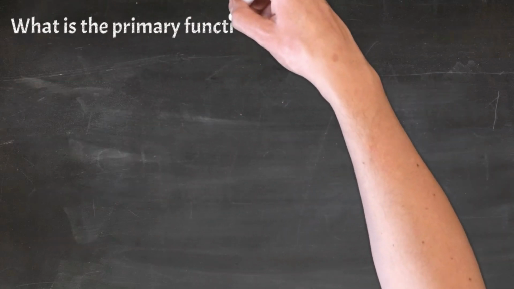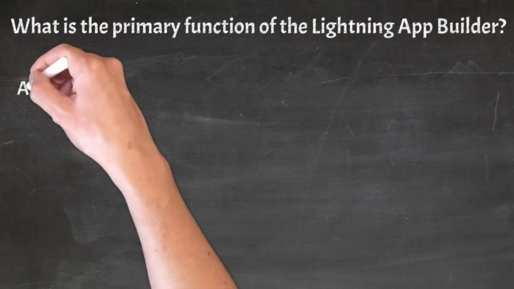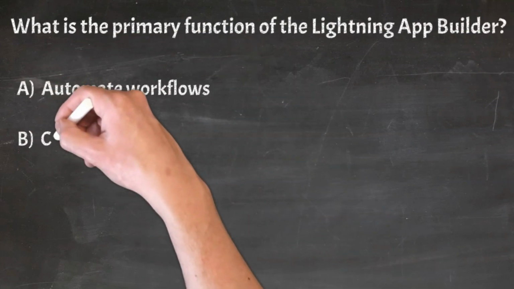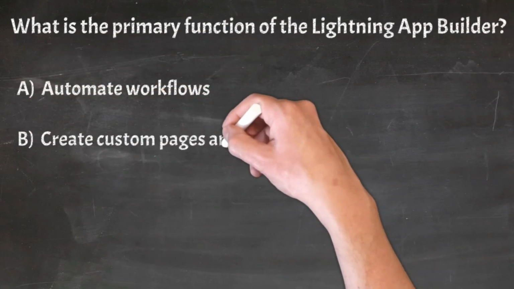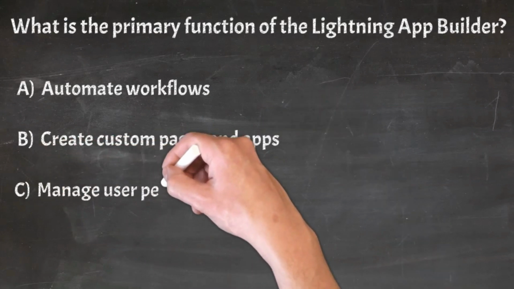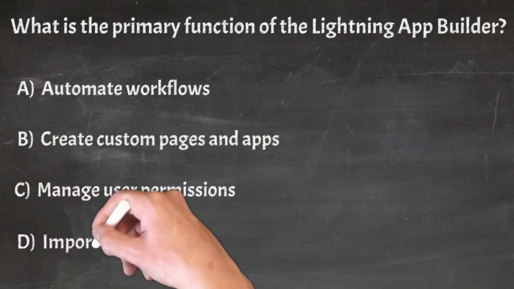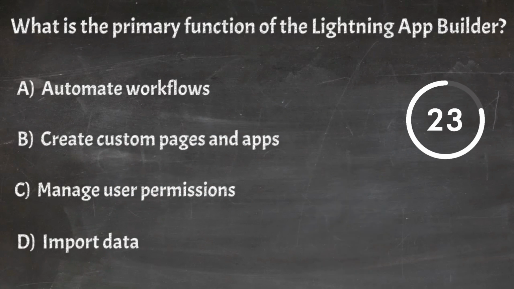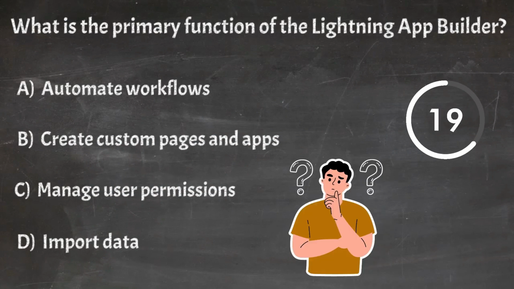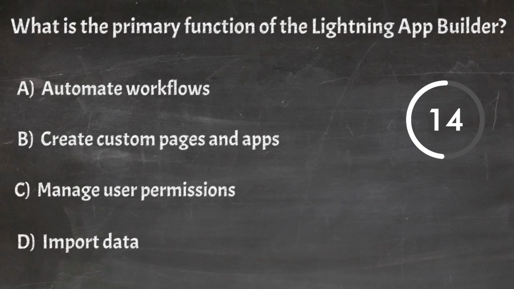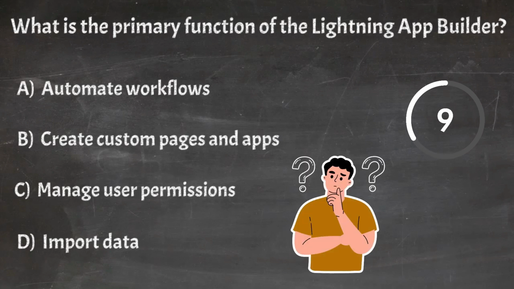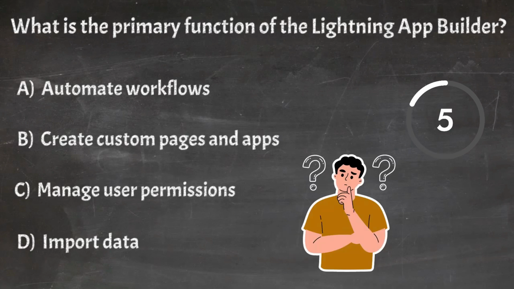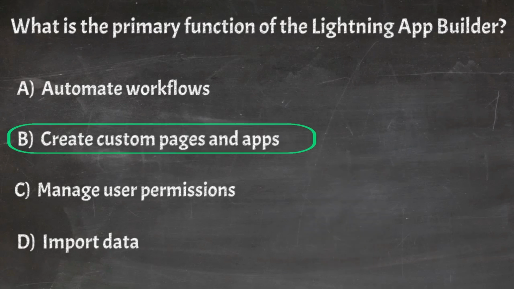Question 21. What is the primary function of the Lightning App Builder? A. Automate workflows. B. Create custom pages and apps. C. Manage user permissions. D. Import data. Correct answer B. Create custom pages and apps.